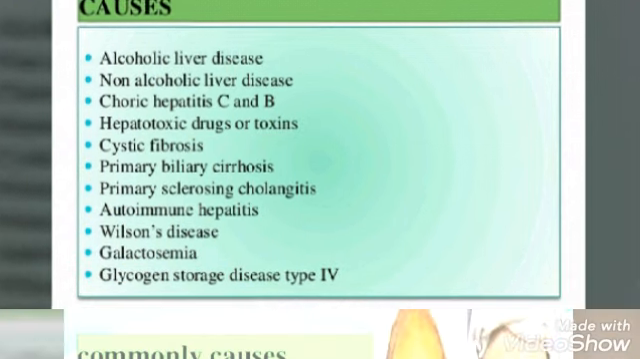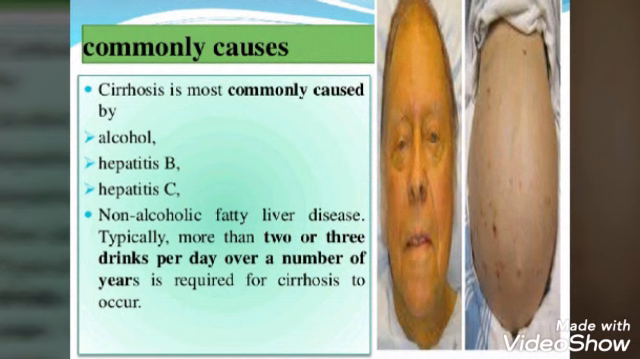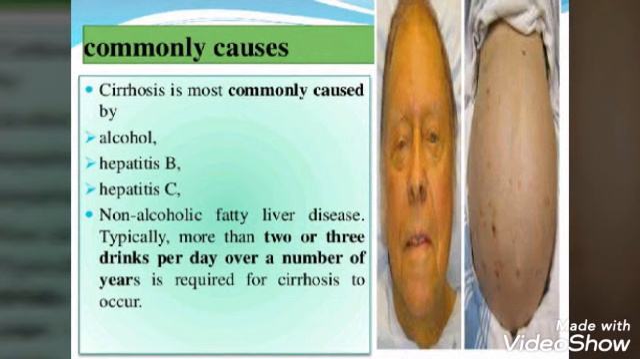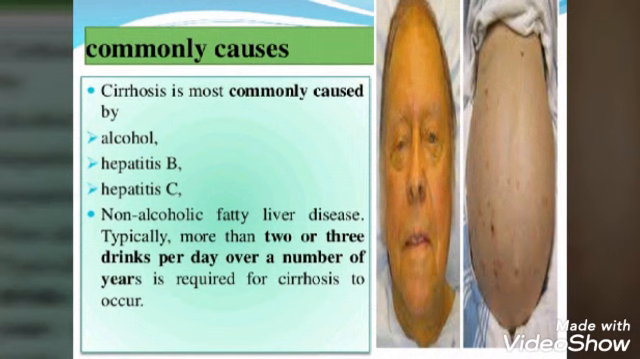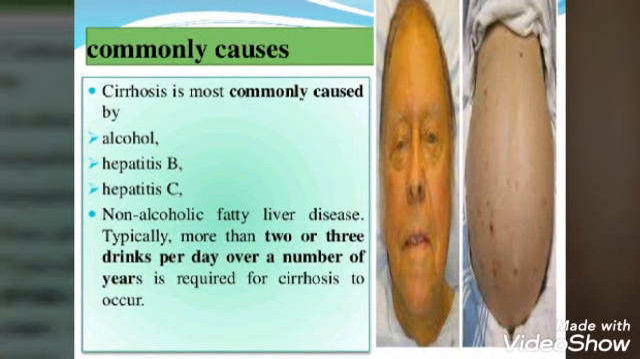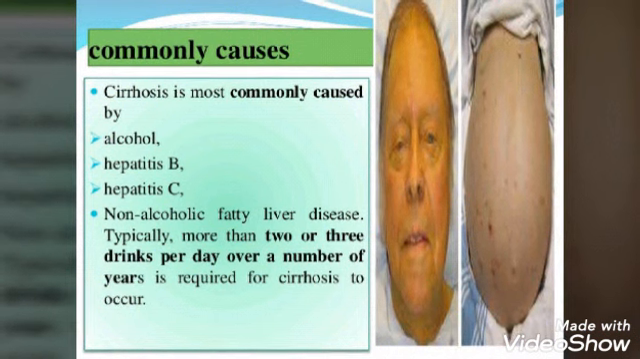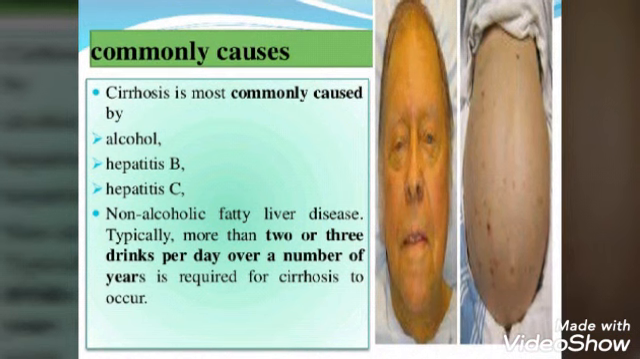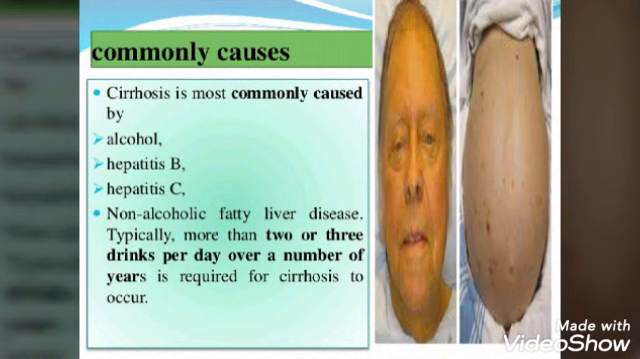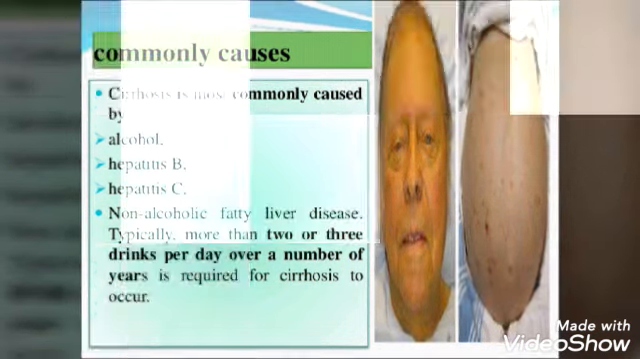Other than that, cirrhosis is most commonly caused by alcohol, hepatitis B, hepatitis C, and non-alcoholic fatty liver disease. Typically, more than 2 or 3 drinks per day over a number of years is required for cirrhosis to occur. So mainly the drinkers are more prone to have cirrhosis of the liver. Other medical conditions also can lead to cirrhosis of the liver.